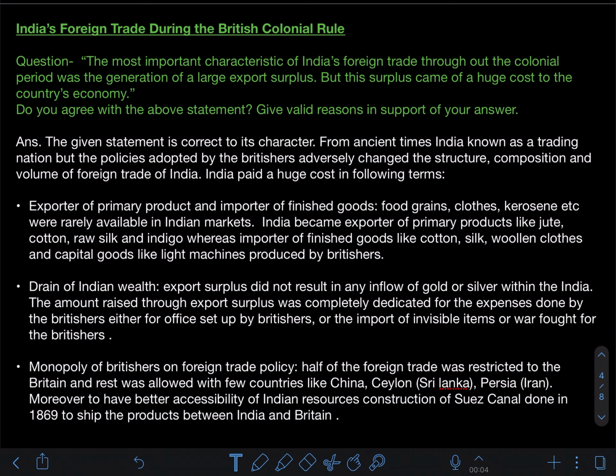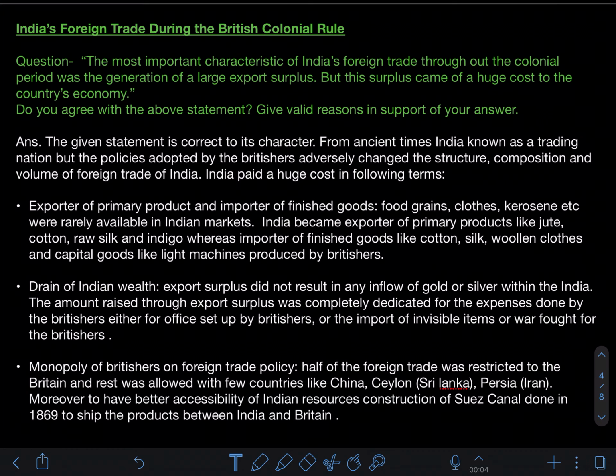If the question asks whether you agree with the statement, you need to start your answer as I told you earlier: the given statement is correct. Yes, India's foreign trade during the colonial period generated a large export surplus. India was exporting goods at the time of British colonial rule, but at a huge cost. That export surplus was not giving any benefit to the country, not increasing its reserves, not helping in its growth, but rather it was bringing a huge cost to the country's economy. So how it was bringing cost to the economy, let's see in this particular question.